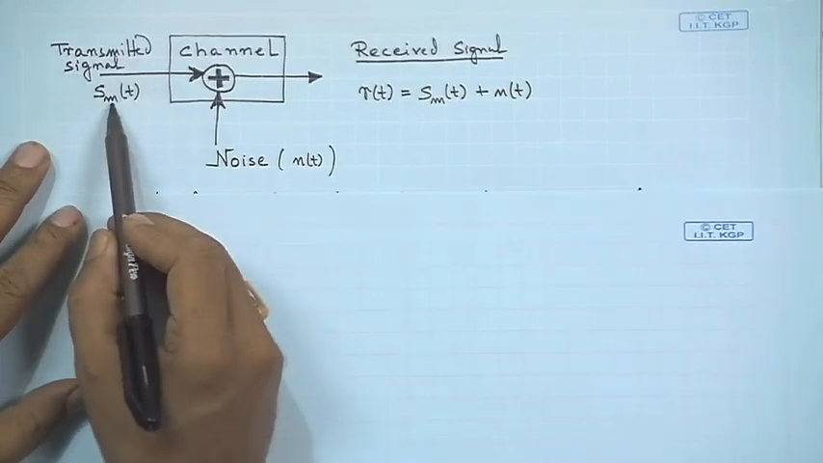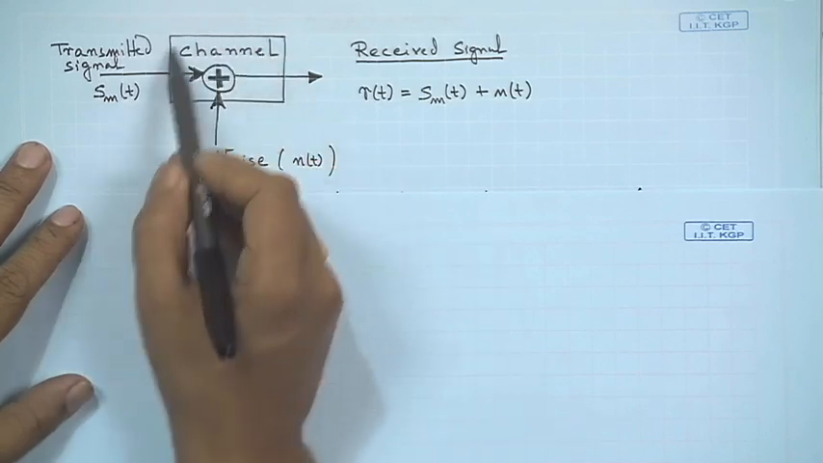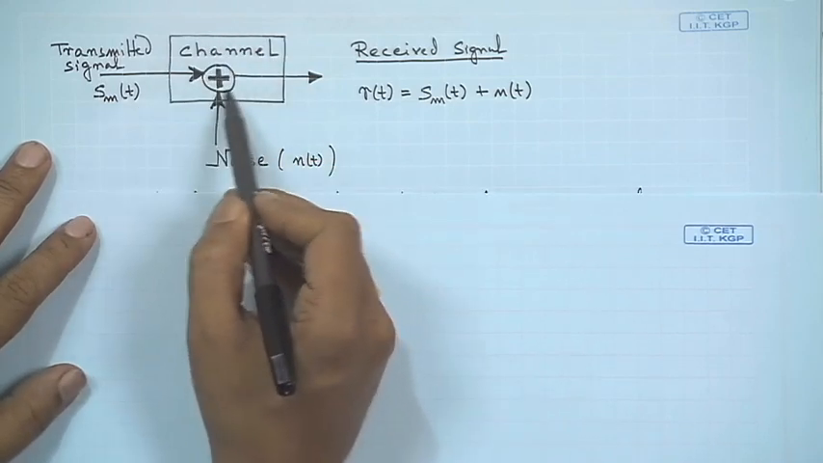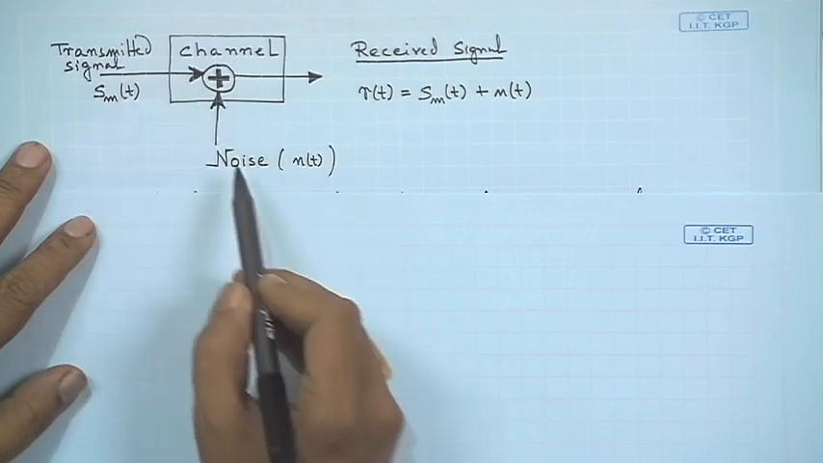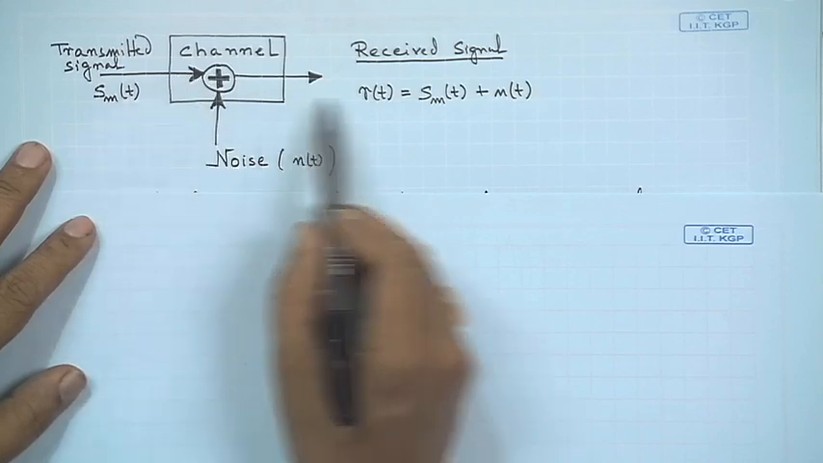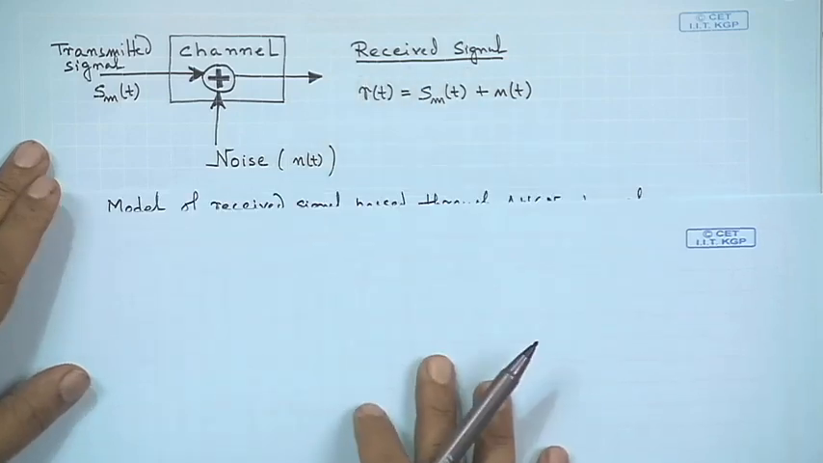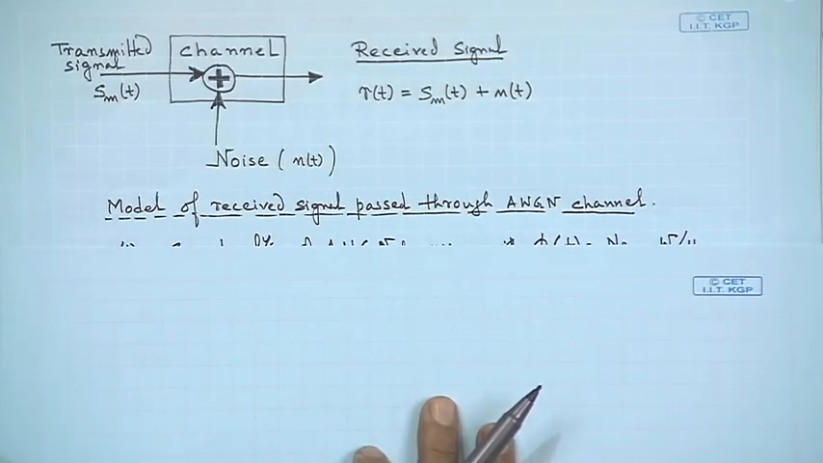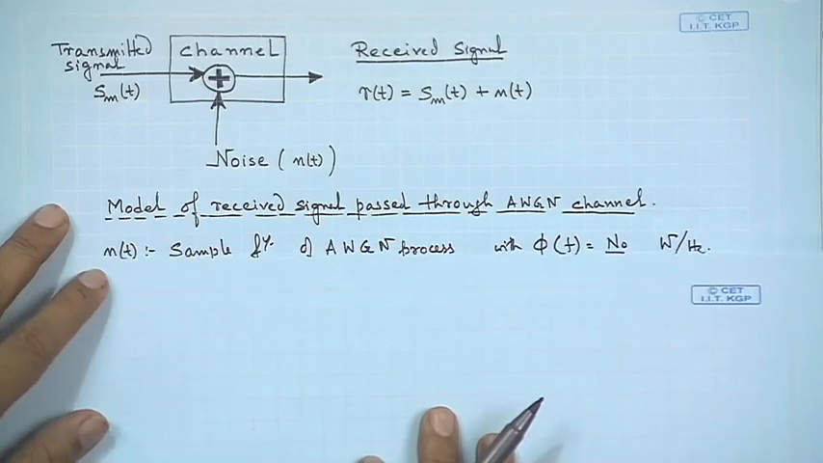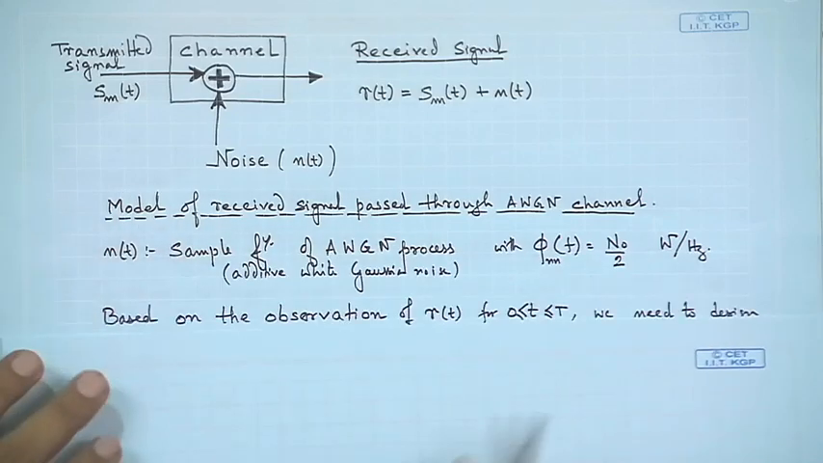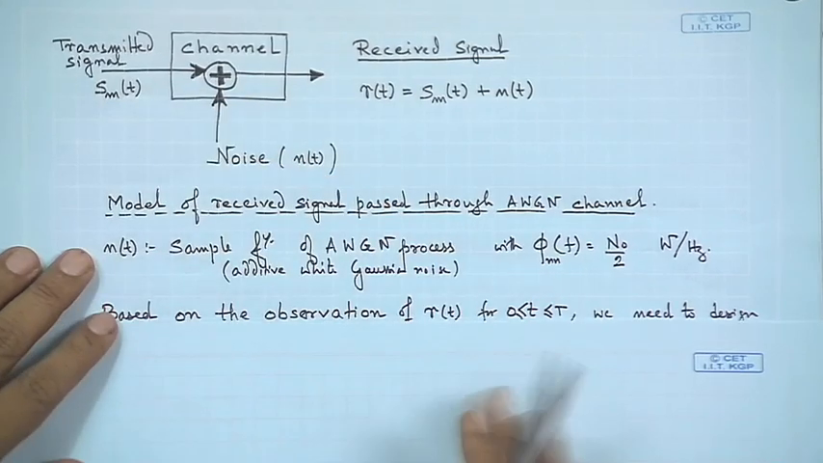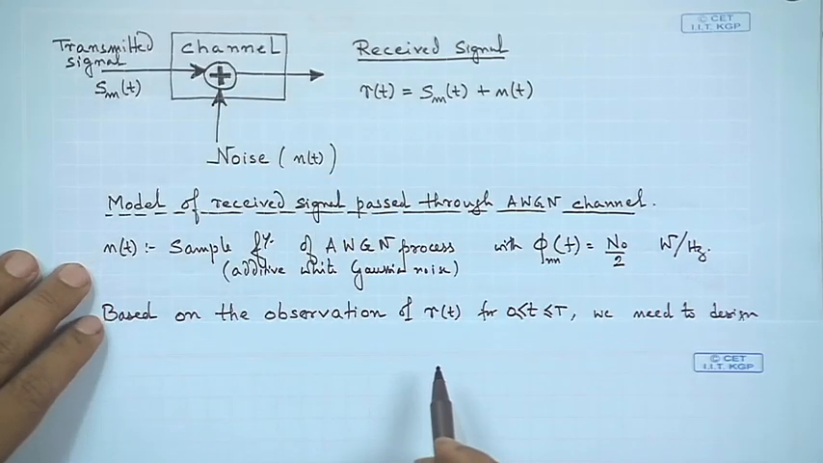There is a transmitted signal, s_m(t), and the channel does nothing but add noise: there is no modification to the signal, and the noise is n(t). The received signal is of the form which we had described earlier. So now we look into the model of the received signal when it passes through the AWGN channel, and there we have to describe the noise process.